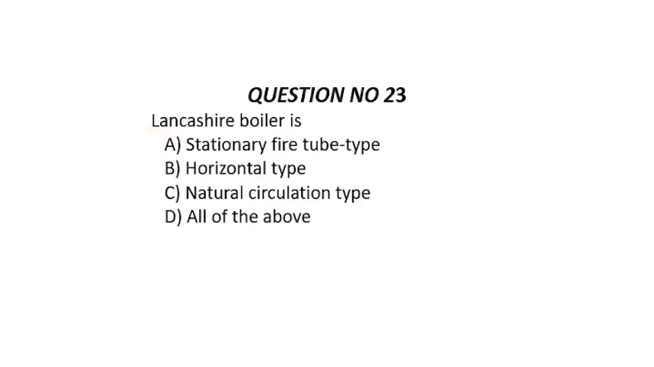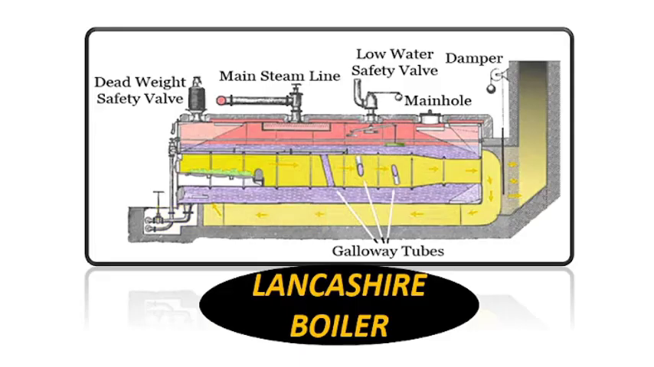Question number 23. Lancashire boiler is. So Lancashire boiler is a stationary fire tube boiler, horizontal type, natural circulation type, or all of the above. Lancashire boiler is all the options. So the correct option is option D. This is generally the Lancashire boiler.